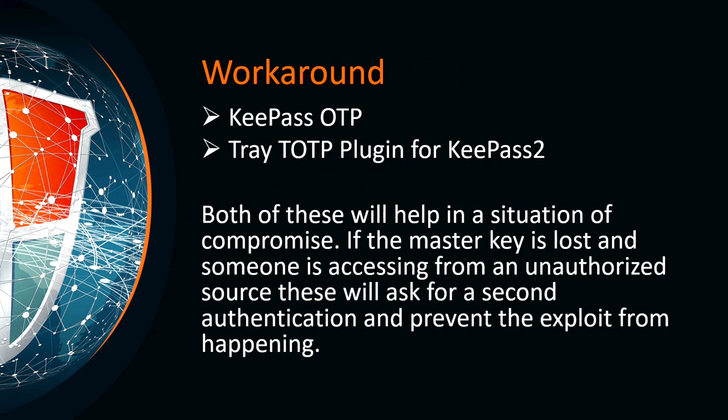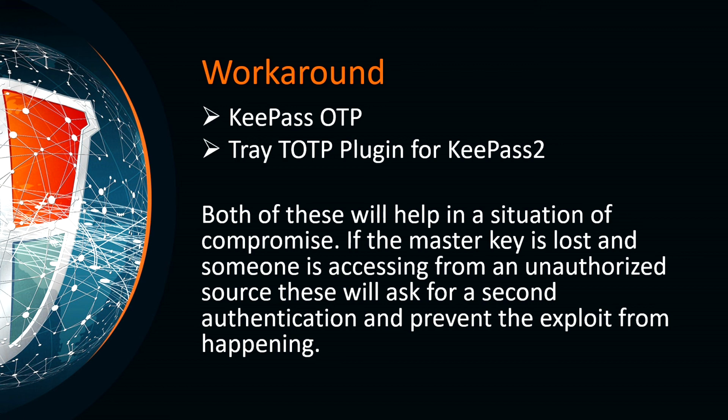Workarounds. Protection against generic spyware can be implemented. For example, two-channel autotype obfuscation is a way to protect autotype data from keyloggers. These are good workarounds for the exploit we talked about. KeePass OTP is a GitHub project giving the feature of two-channel autotype obfuscation, and the plugin TrayTOTP can also help in this case. Both of these will help in the situation of compromise.